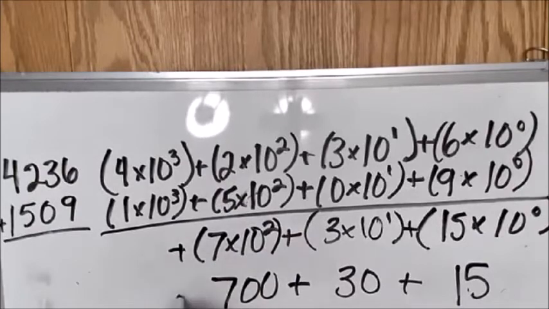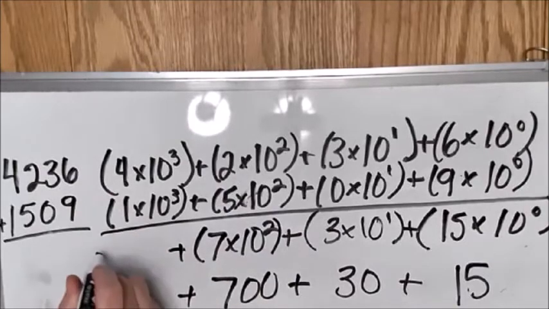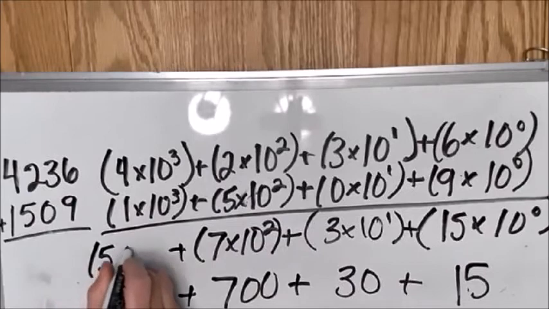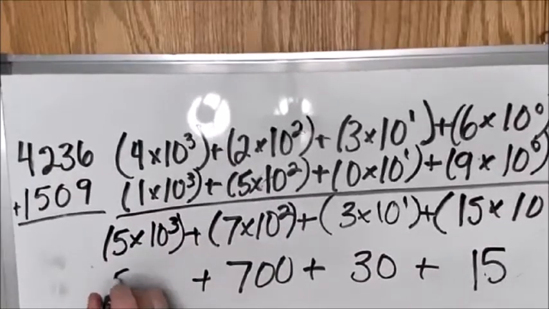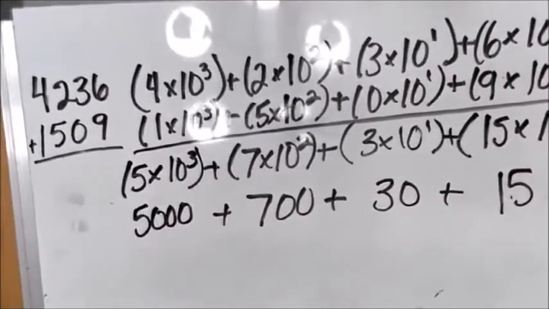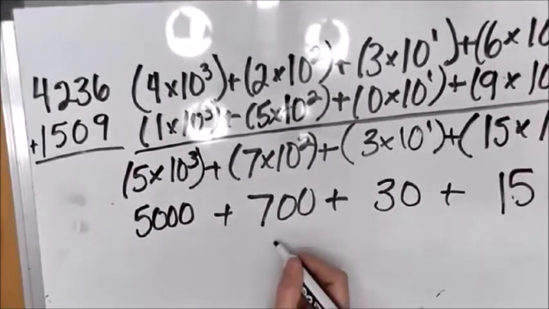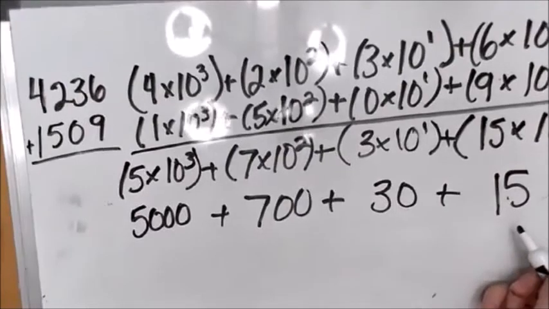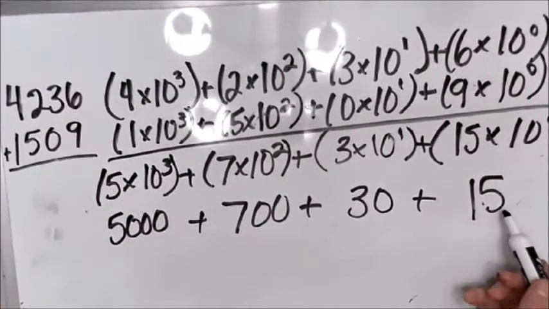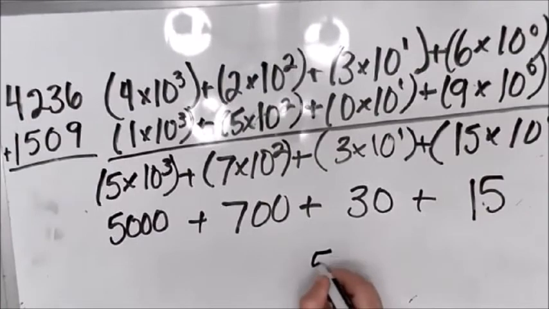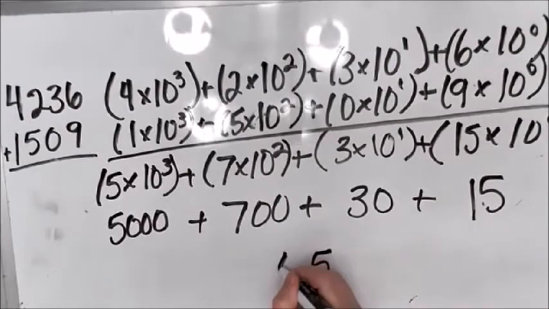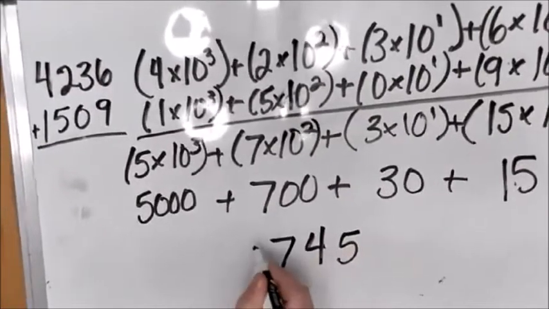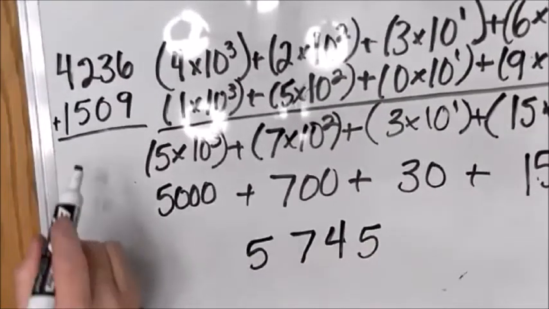Okay, now we got our last one here. 4 plus 1? Or 5. 5 times 10 to the third? 5,000. So we have 5,730. Oh, plus 15. We got to add these together. So our unit, we have 5 units, and then we have a 1 ten and 3 tens. 700 and 5,000.